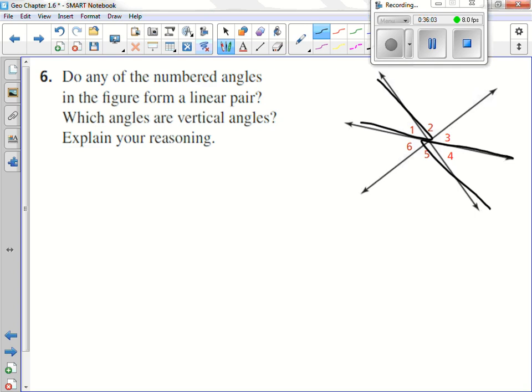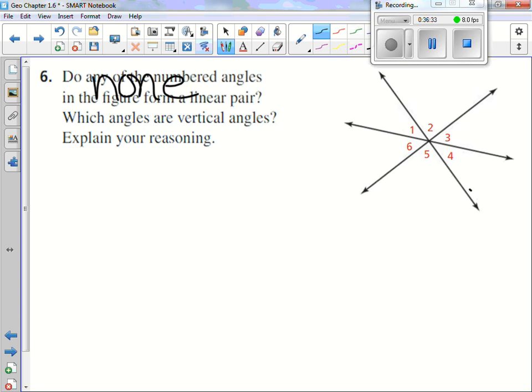So do we have linear pairs? No, because linear pairs only need two. Linear pair means two. So there's no way to draw a linear pair with this setup because we would need at least three. We need exactly three angles to make a straight line. So this here has none. There are no linear pairs in this here because they just don't work. They don't make a straight line.